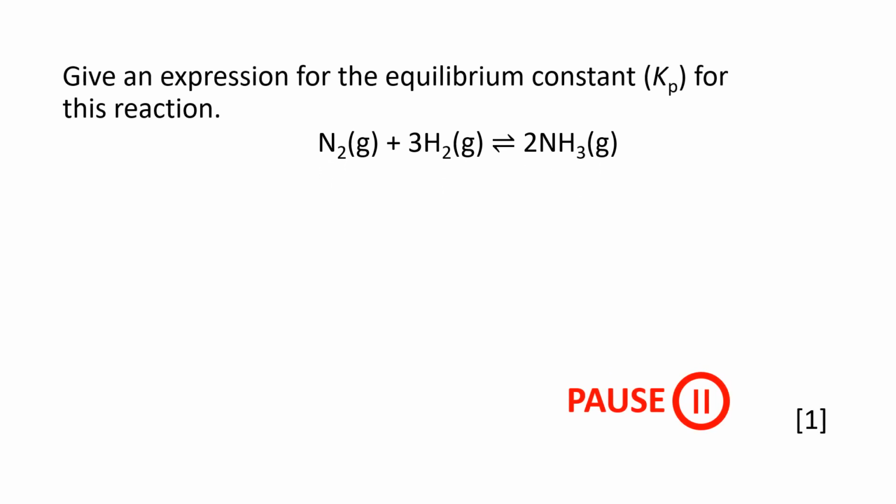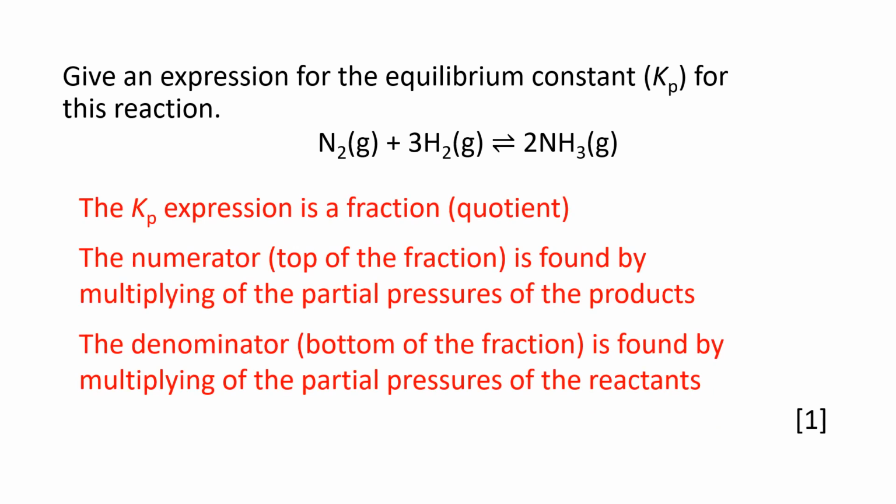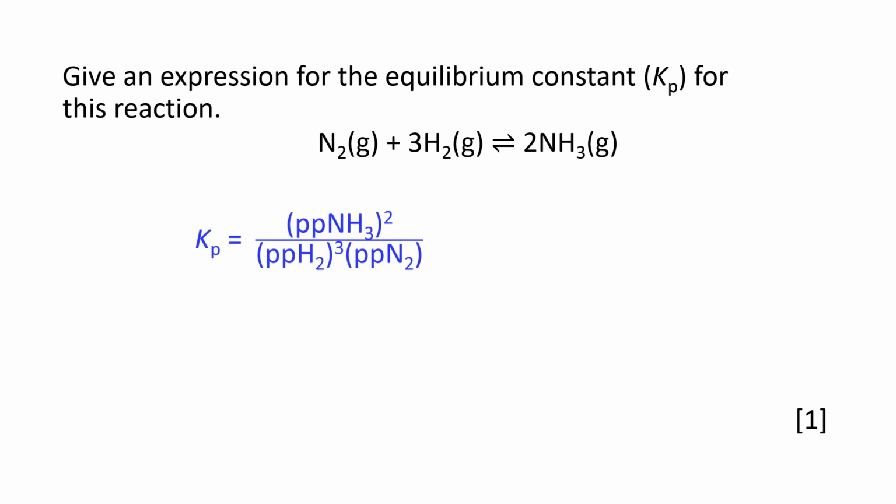Here's the next part of the question. The Kp expression is a fraction. The numerator is found by multiplying the partial pressures of the products. The denominator is found by multiplying the partial pressures of the reactants. The Kp expression is shown here, and this part of the question is now complete. I have used pp to denote partial pressure. The brackets around each component help to make expressions clear, especially with terms that are raised to a power.